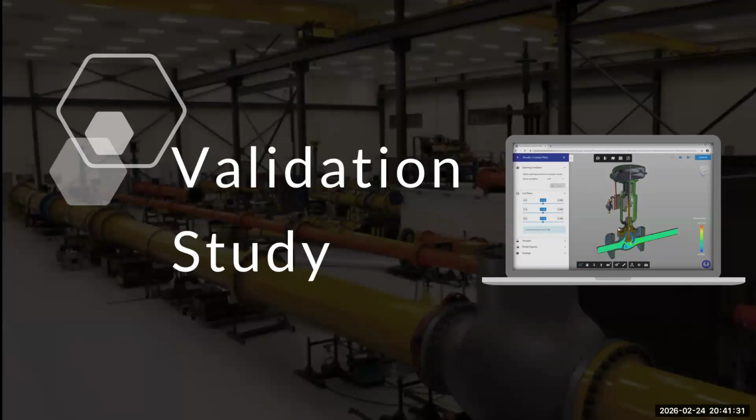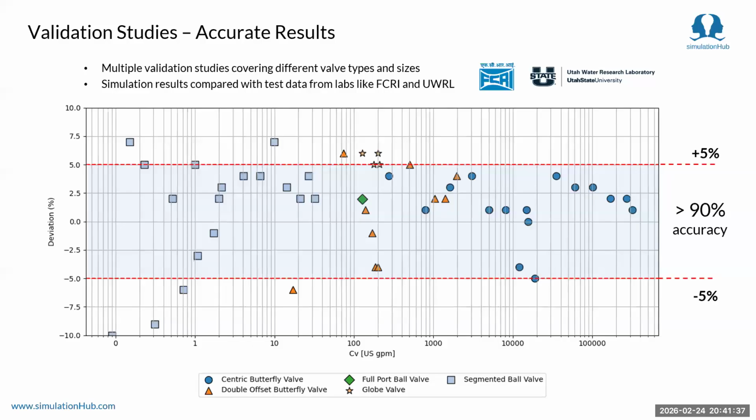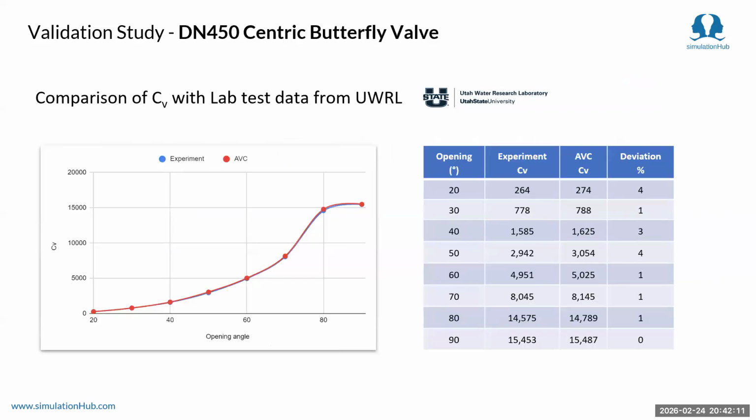It's done, but how about accuracy, right? So this is the validation study I would like to present. We have conducted multiple validation studies across different valve types and across different sizes of valves. You can see the CV values indicating the valve sizes and flow capacities. We have tried different tests and lab tests across FCRI and Utah data. Here, what we have observed is all the results show plus or minus 5% deviation from the lab test data. So let's jump into the details.